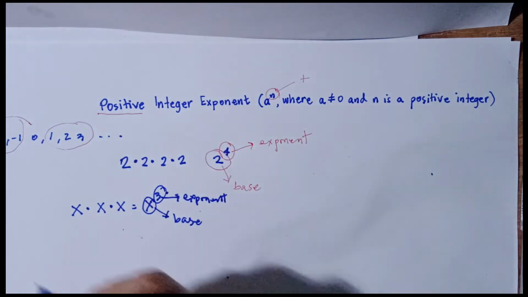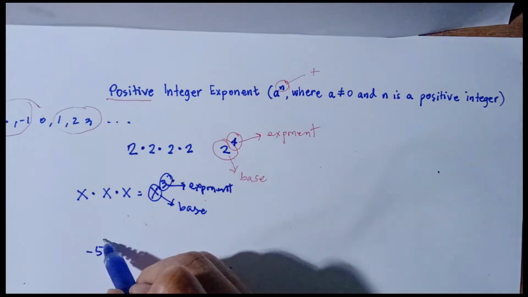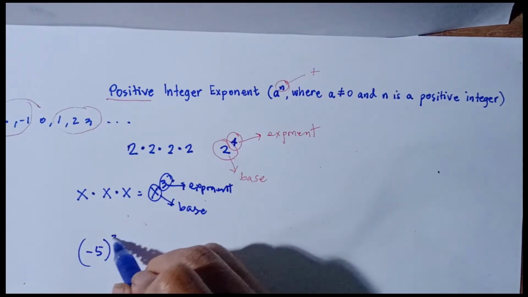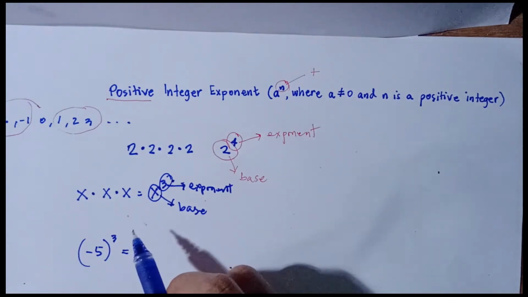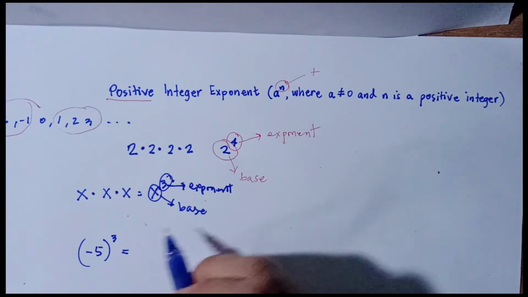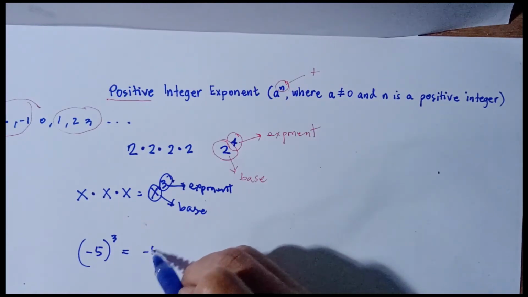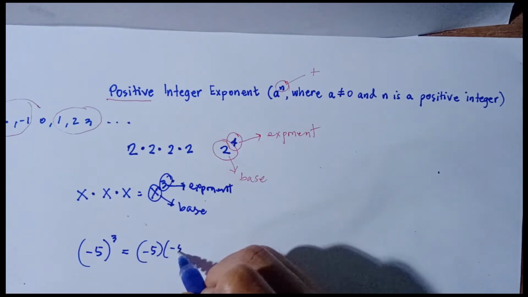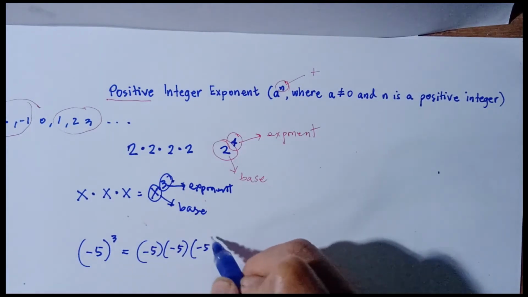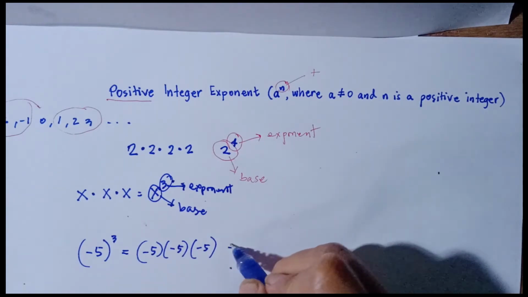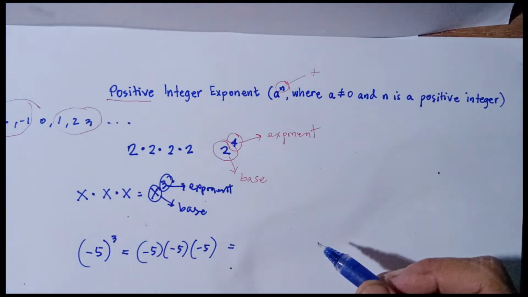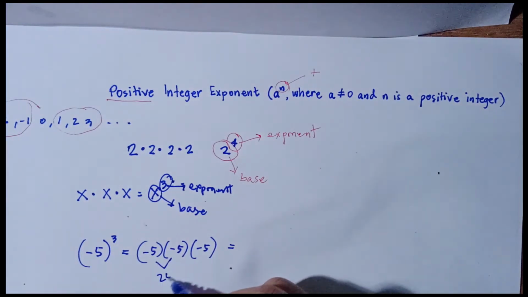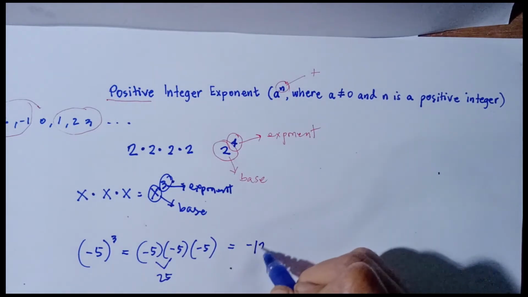Here's an illustration: negative 5 raised to the power of 3. What is our answer? Of course, we multiply negative 5 three times. So we have negative 5 times negative 5 times negative 5. Negative 5 times negative 5 equals positive 25, and then 25 times negative 5 is negative 125.